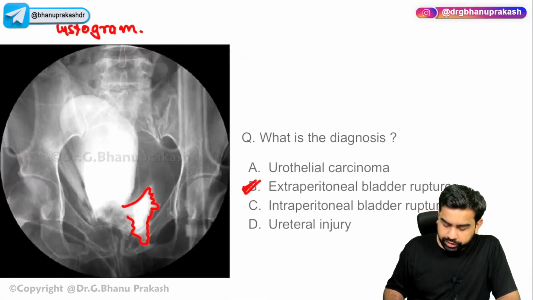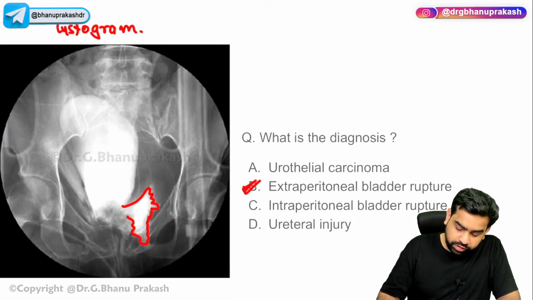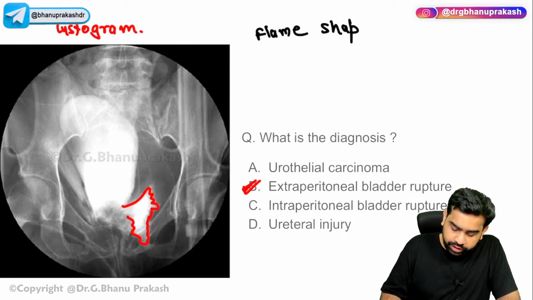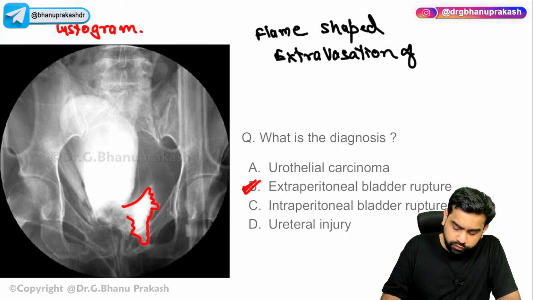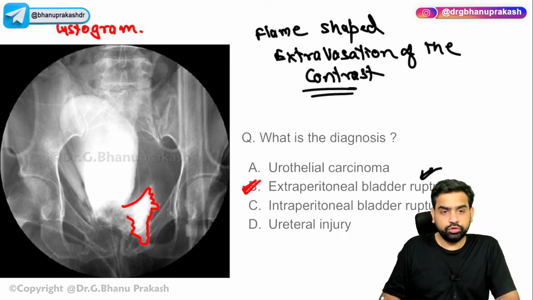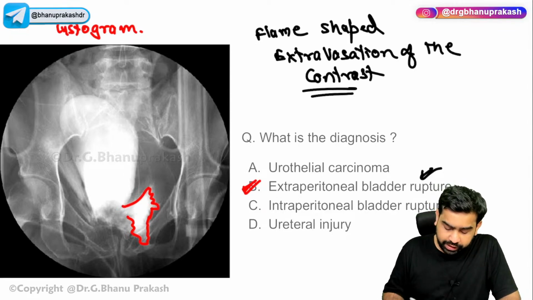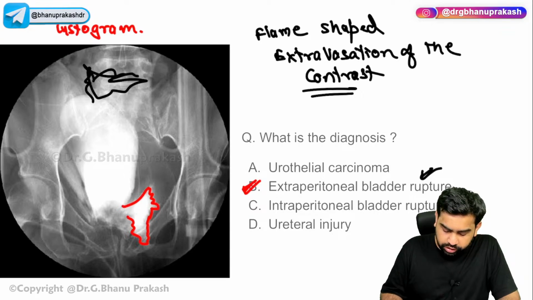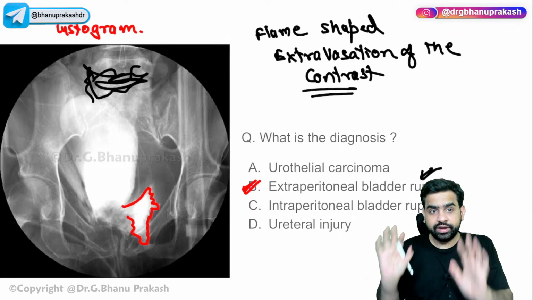This is called a flame shaped extravasation of the contrast, and this is what you find in patients with an extraperitoneal bladder rupture. In patients with an intraperitoneal bladder rupture, you would have found that the contrast is leaking up and surrounding the intestinal loops.